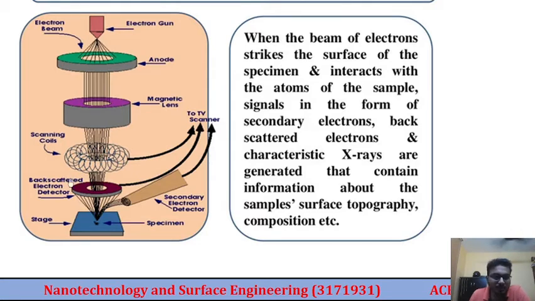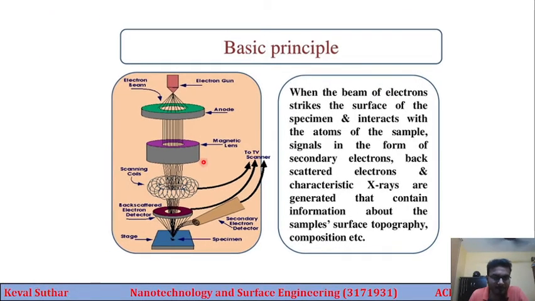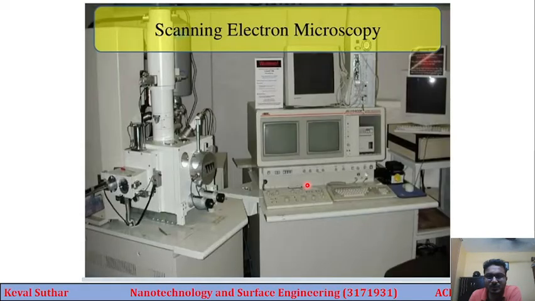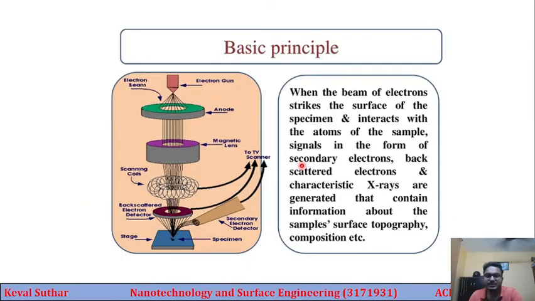So when the beam of electrons strikes the surface of the specimen, it interacts with the atoms of the sample, and signals in the form of secondary electrons, that is over here, backscattered electrons, that is from here, and the characteristic X-rays are generated that contain the information about the sample's surface topography and composition. So this is the scanning electron microscopy basic principle.